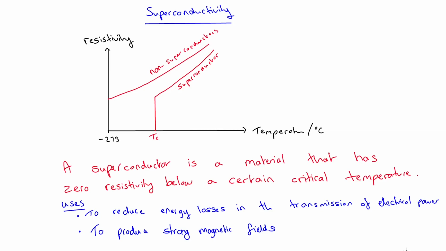What do we need to know about superconductors? Well, we need to know simply that a superconductor is a material that's going to have zero resistivity below a certain critical temperature. I think we need to have an understanding that for most superconductors, that's going to involve cooling the material down to extremely cold temperatures. Well, all superconductors really at the moment have got to be cooled down to extremely cold temperatures. What are the uses of superconductors? Well, clearly to reduce energy losses when we transmit electrical power, and also producing strong magnetic fields. Again, superconductors can be used for that application.